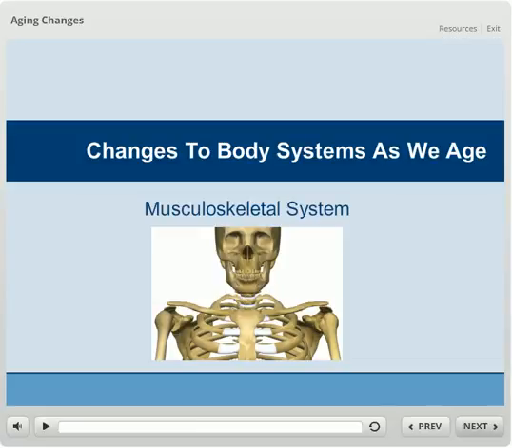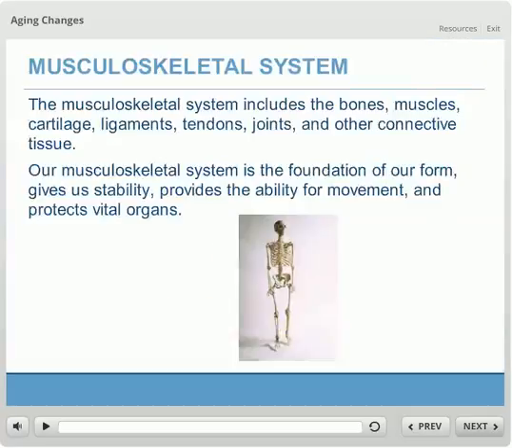Changes to body systems as we age. Musculoskeletal system. The musculoskeletal system includes the bones, muscles, cartilage, ligaments, tendons, joints, and other connective tissue. Our musculoskeletal system is the foundation of our form, gives us stability, provides the ability for movement, and protects vital organs.